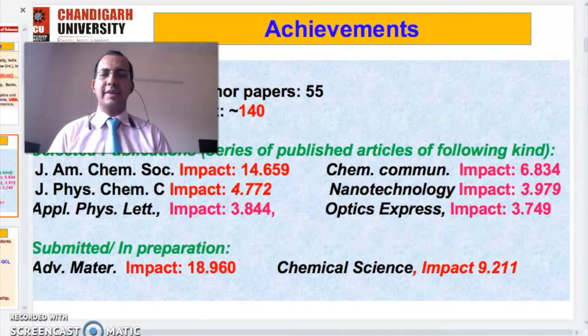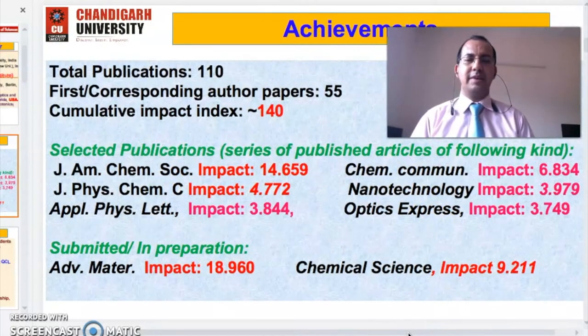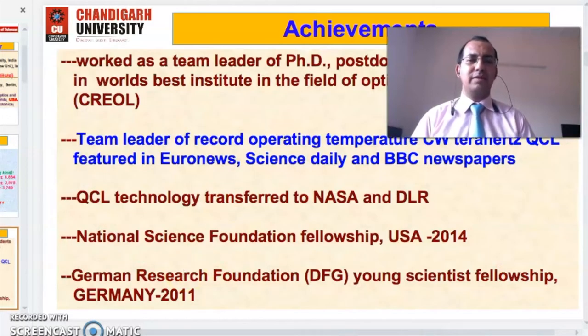Let me come to the second point about the brief achievements. I have published about 110 research papers, and the cumulative impact factor is about 140. I have published in various journals like Journal of the American Chemical Society, Applied Physics Letters, Optics Express, Nanotechnology. And I am also planning to submit a paper to Advanced Materials, a high impact journal with an impact factor of about 19.